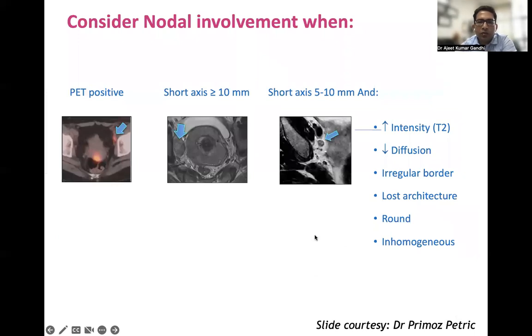So when do we consider nodal involvement? If it is a PET positive disease, if the short axis dimension is more than 10 millimeters, or even if it is 5 to 10 millimeters, but if there is increased intensity on T2 weighted images, decreased diffusion, irregular borders, lost architecture, round in shape or inhomogeneous, we will consider this as pathological lymph nodes. It is very important because distinguishing between a normal and pathological lymph node is very crucial to the delivery of radiation therapy doses and future failures.